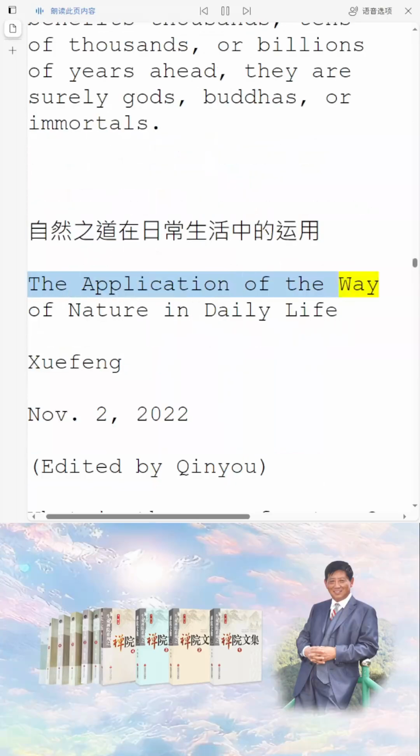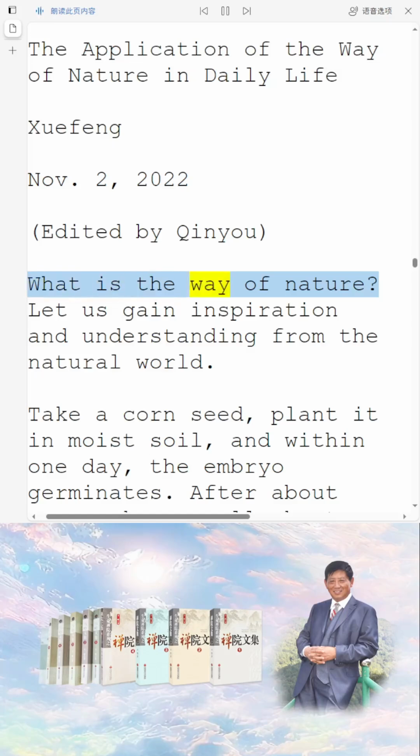The application of the way of nature in daily life. Xiefeng, November 2nd, 2022. Edited by Qin Yu. What is the way of nature? Let us gain inspiration and understanding from the natural world.